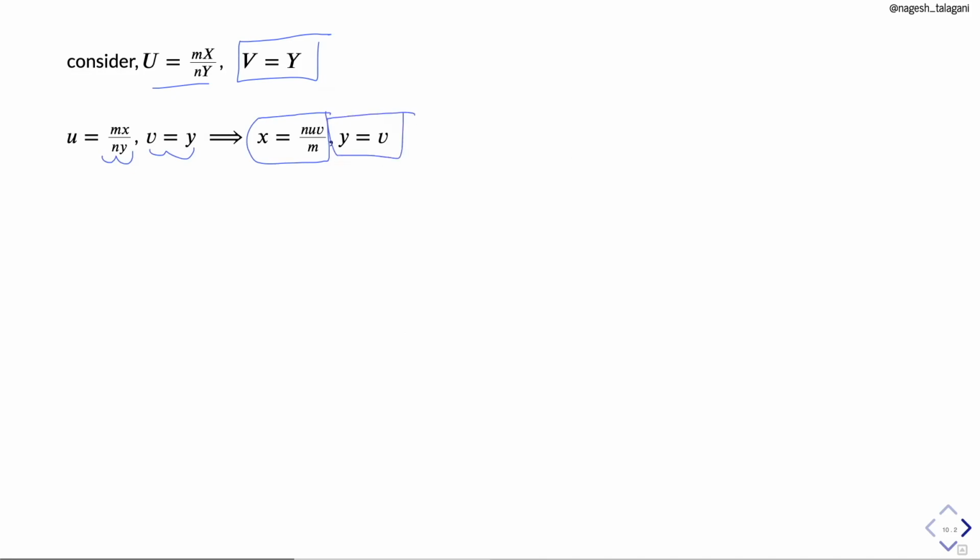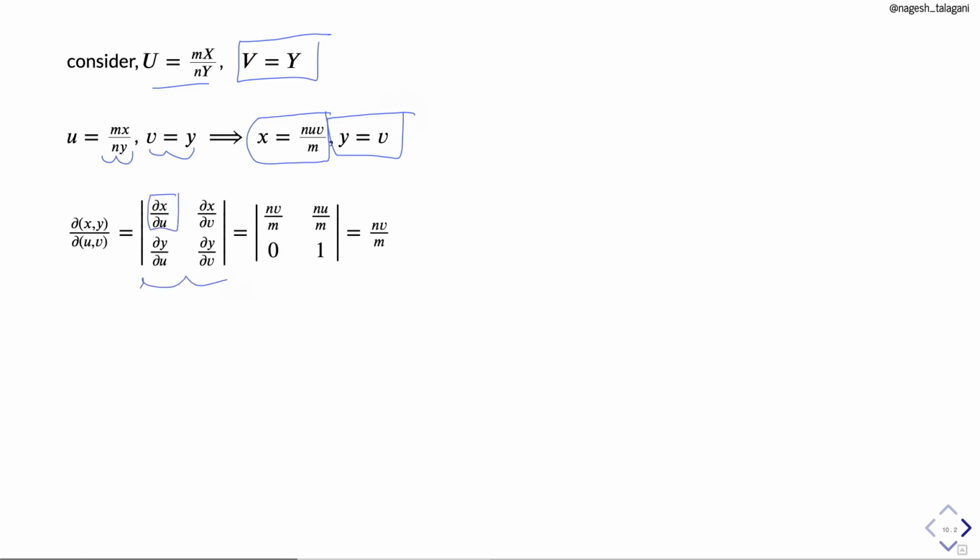Then the Jacobian of this transformation is going to be the determinant of this 2 by 2 matrix. Here, ∂x/∂u is going to be nv by m, ∂x/∂v is going to be nu by m, which you can see from this. ∂y/∂u is going to be 0, ∂y/∂v is going to be 1. The determinant of this 2 by 2 matrix is going to be nv by m. So this is the Jacobian of the transformation.